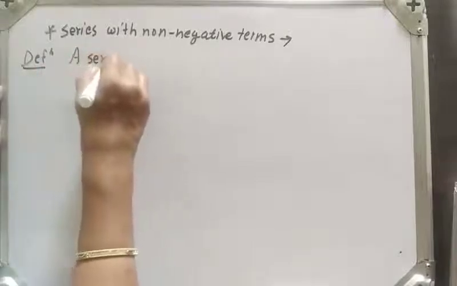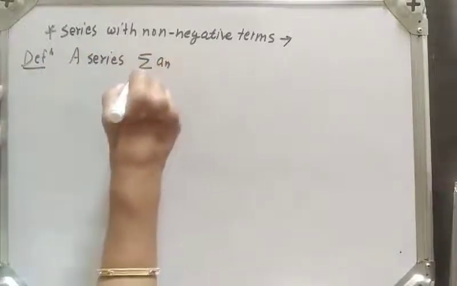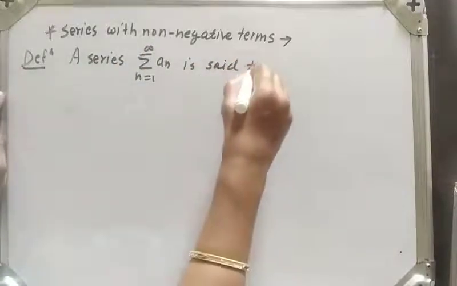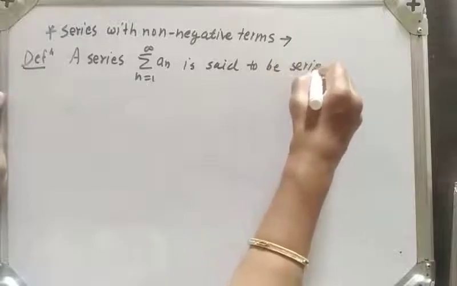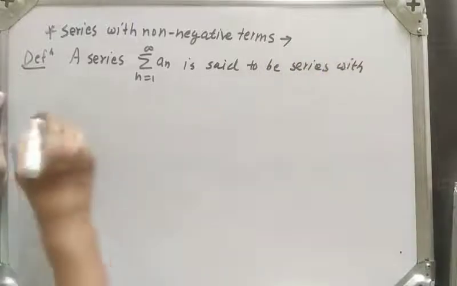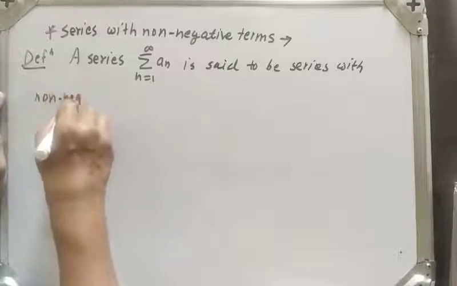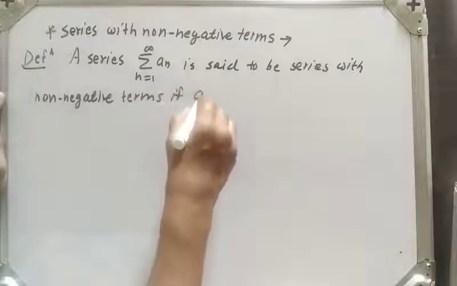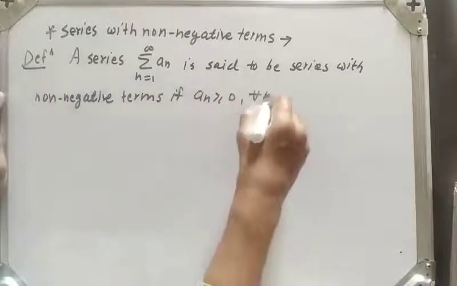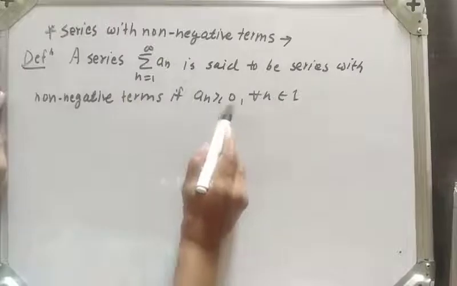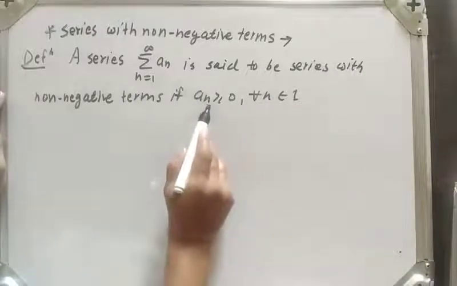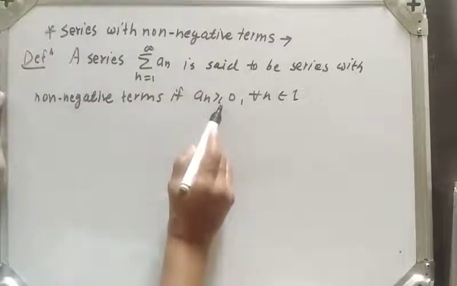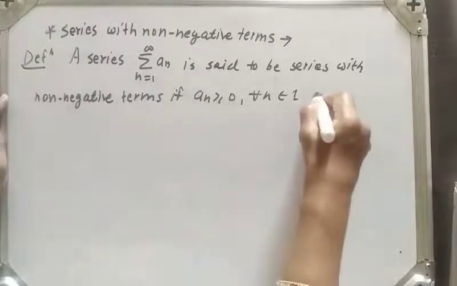a series summation an, n varies from 1 to infinity, is said to be a series with non-negative terms if an is greater than or equal to 0 for all n belonging to the natural numbers. What does it mean? For all n, an greater than or equal to 0 means every term of the series is non-negative. Greater than or equal to 0 means non-negative. That is what it means.